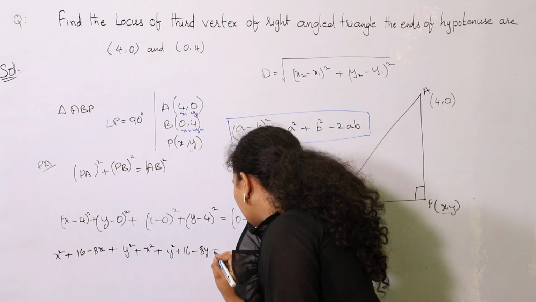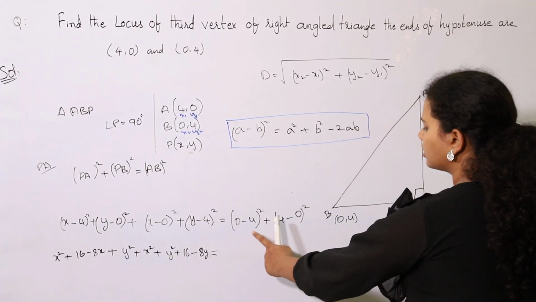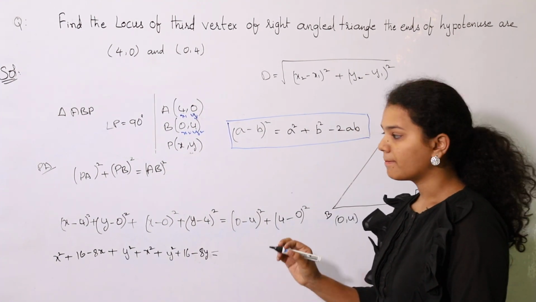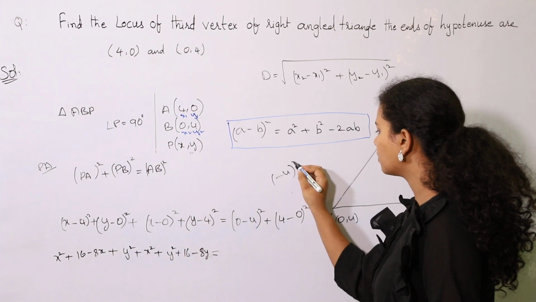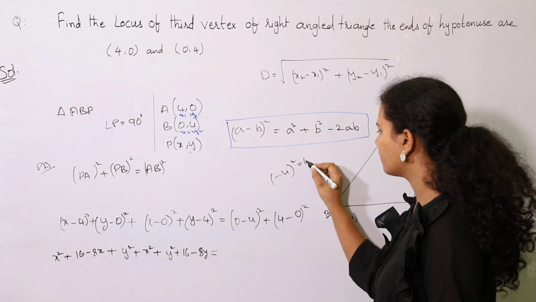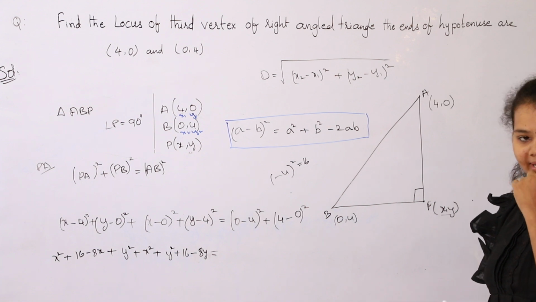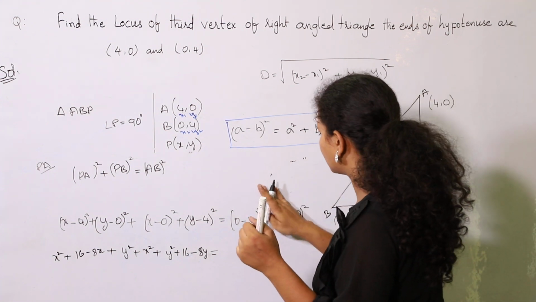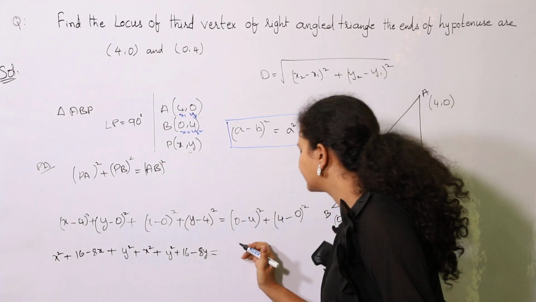Now what we would do is here this equals 0 minus 4 whole square, where minus 4 whole square guys, what would be the value? Minus 4 whole square value? 16. Okay, minus 4 into minus 4, minus into minus is plus. So minus 4 whole square is 16.